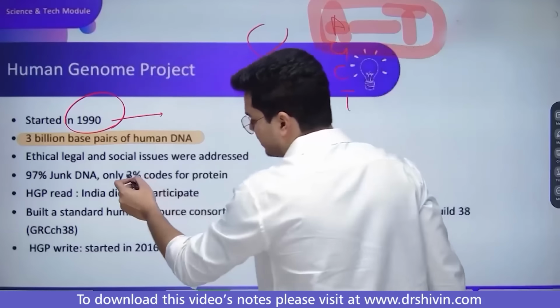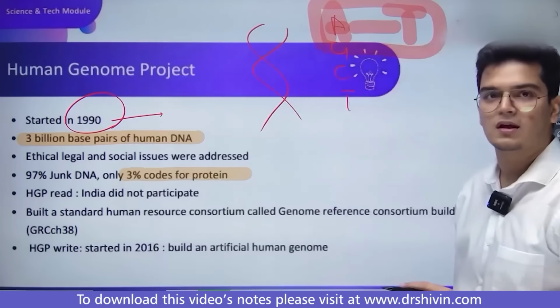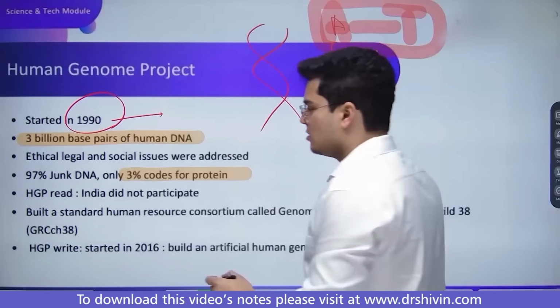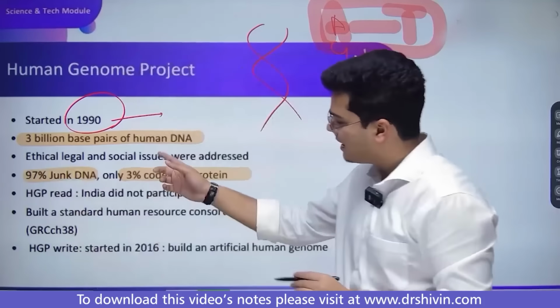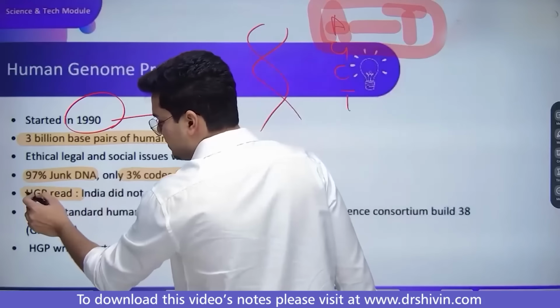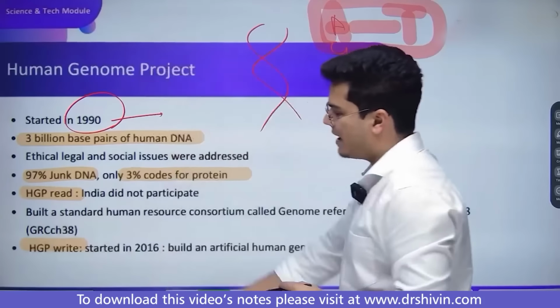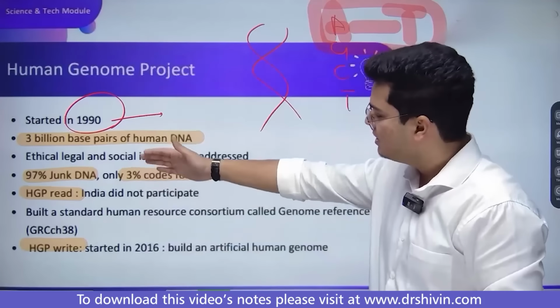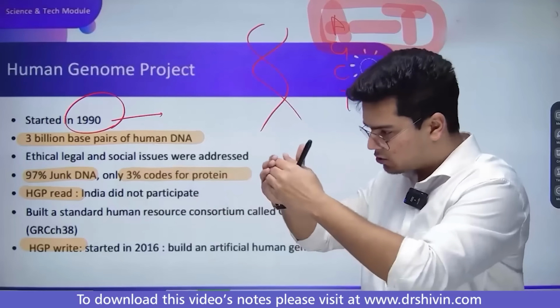Then they found that only 3% of the DNA codes for protein. 97% of the DNA is non-coding junk DNA. So only 3% is genes, 97% is junk DNA. There were two things, HGP-read and HGP-write. HGP-read, Human Genome Project to read. Read was the project which wanted to sequence the genome.